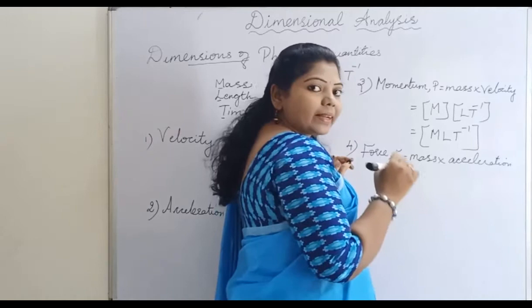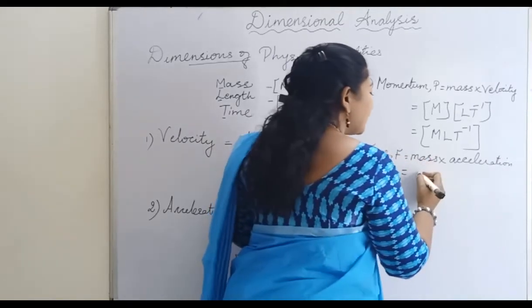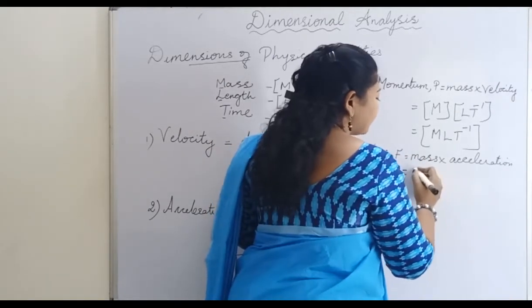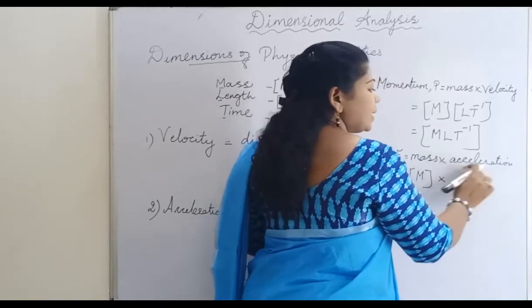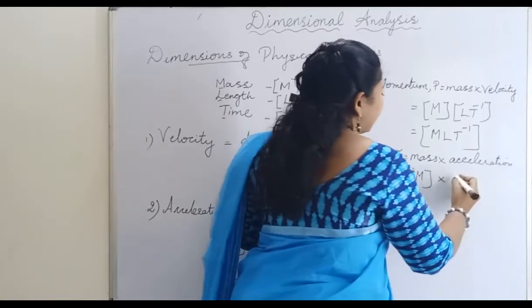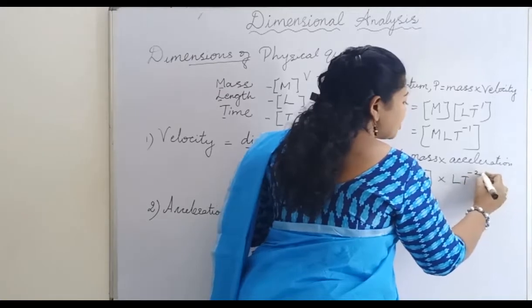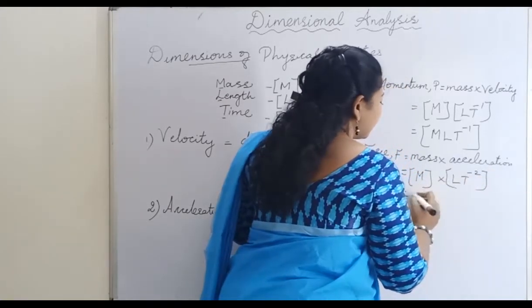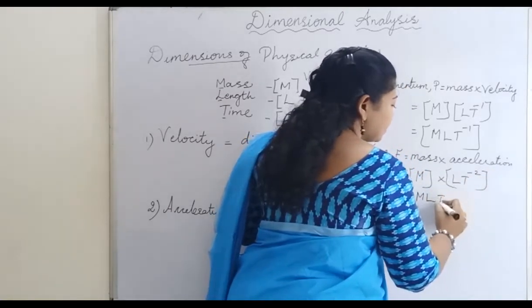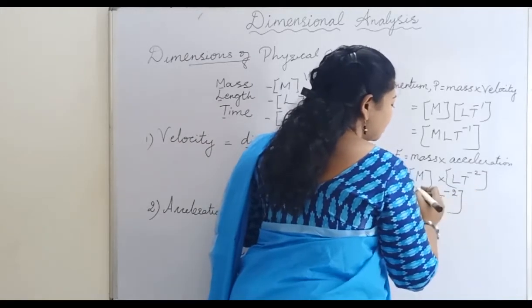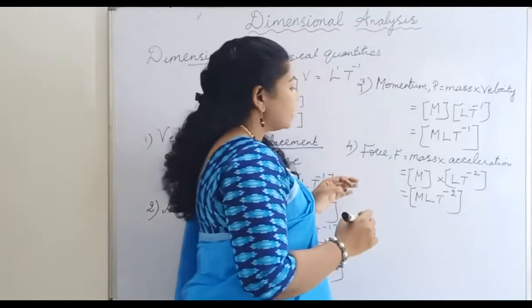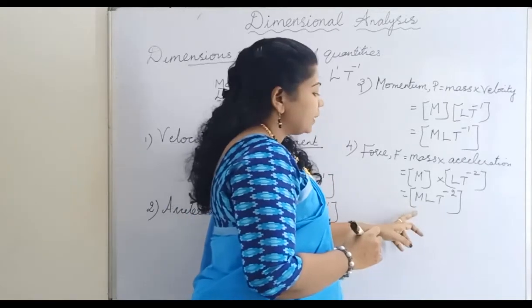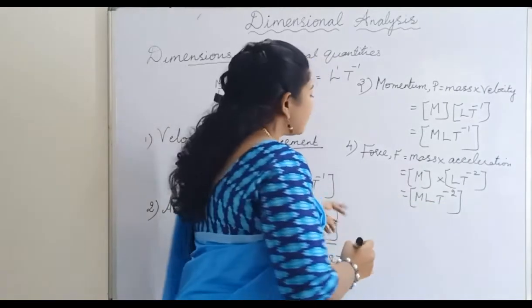Next step is to write the dimension. What is the dimension for mass? Capital M, into what is the dimension for acceleration? LT power minus 2. So it is M L T power minus 2. Okay, so the dimension for force is M L T power minus 2.